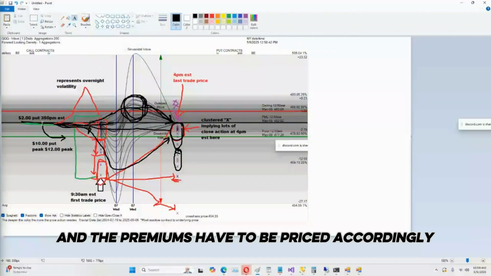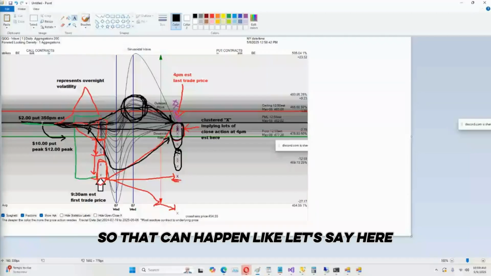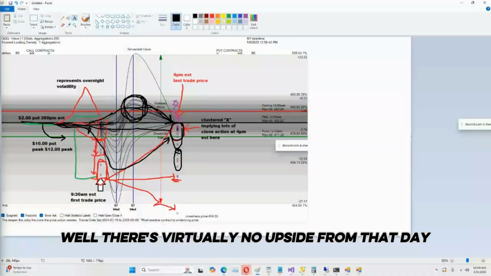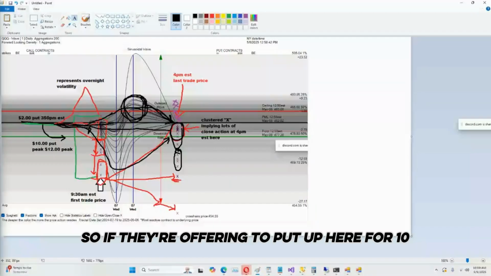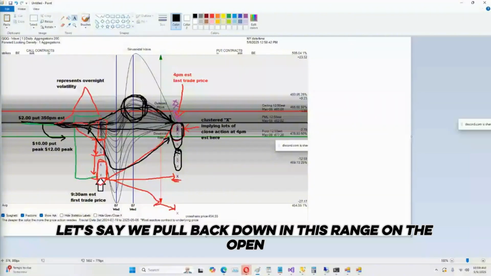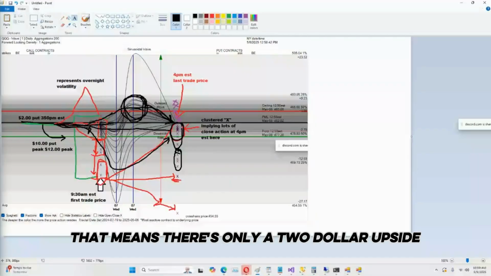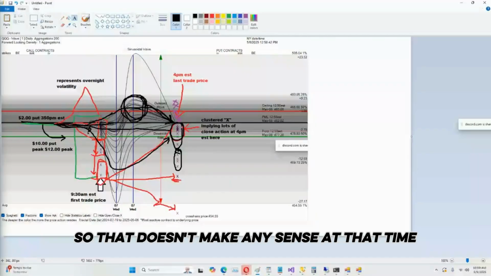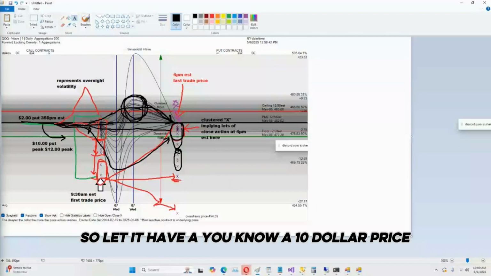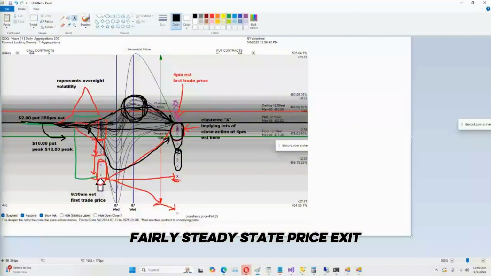And the premiums have to be priced accordingly. So that can happen. Let's say here, they're already offering up that put down here at $10. Well, there's virtually no upside from that day. The peak was 12. So if they're offering the put up here for 10, and we pull back down in this range on the open and the peak is 12, that means there's only a $2 upside. So that doesn't make any sense. At that time it was priced at 2, so it had a $10 fairly steady state price exit, and then a $12 peak price.